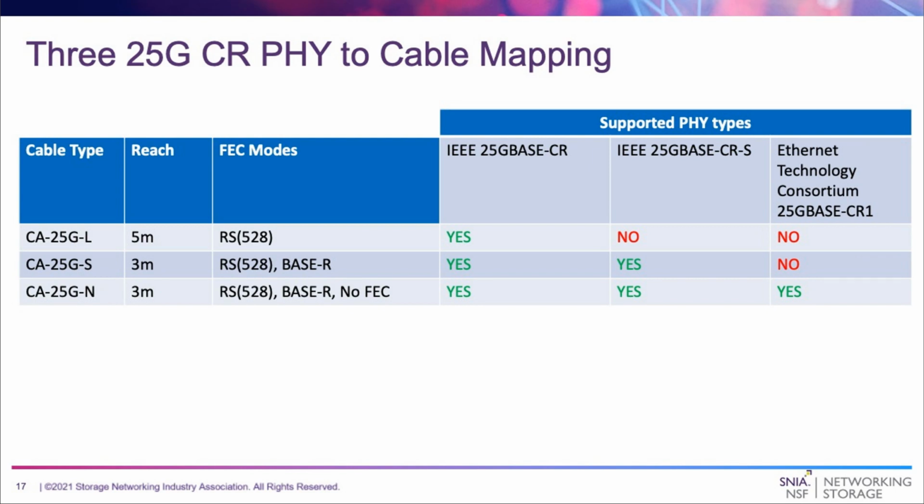And this matrix illustrates the cable type mapping to the supported PHY types. I would encourage you to take a look at this chart in great detail to recognize that some cable types support all PHY types, and some cable types only support one PHY type. So please take that into consideration as you're deploying 25 gig Ethernet.